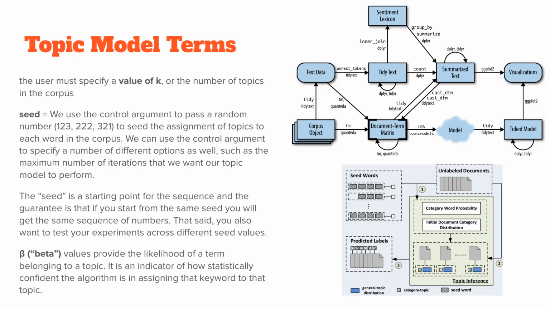Most of the time, we start with 8, then we try 10, until we find a meaningful k value. We do some trial and error. So most of the time, in order to find perfect topics in a text, we have to define the k value multiple times. Then we have to define a seed value. We use the control argument to pass a random number to seed the assignment of topics to each word in the corpus. We can use the control argument to specify a number of different options as well.